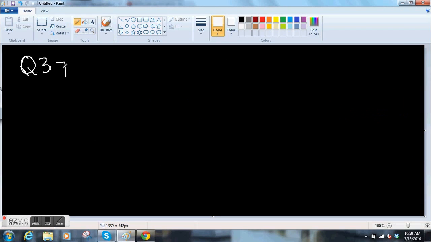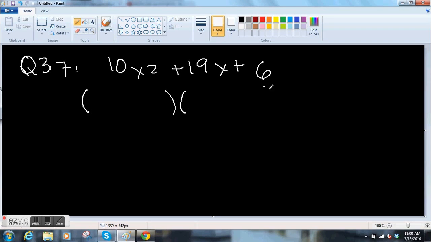Another one, question number 37. We have 10x squared plus 19x plus 6. My notes are weird, I can barely read my handwriting. Make sure that's right, plus 6. 37, yep. Okay, so again, we have this 10 and this 6. This is going to be a FOIL method one.